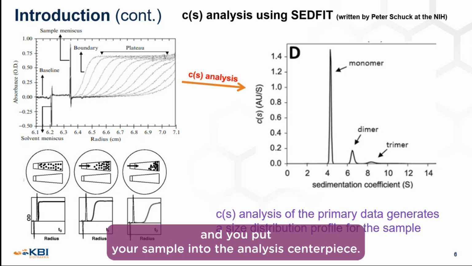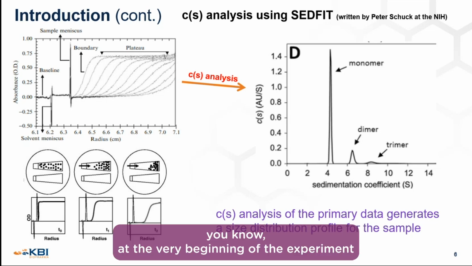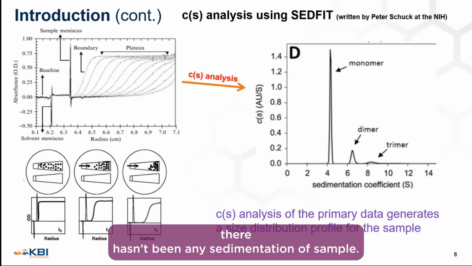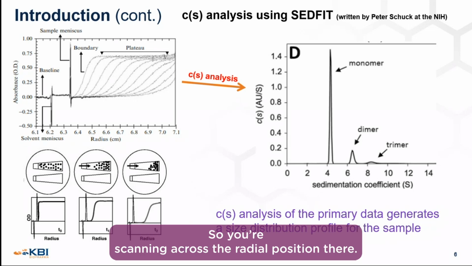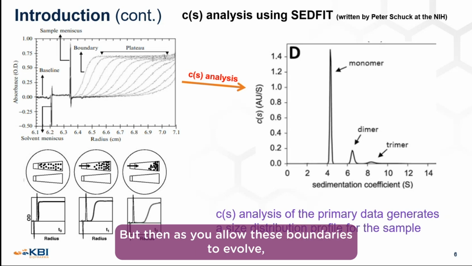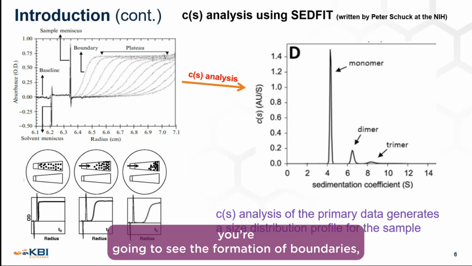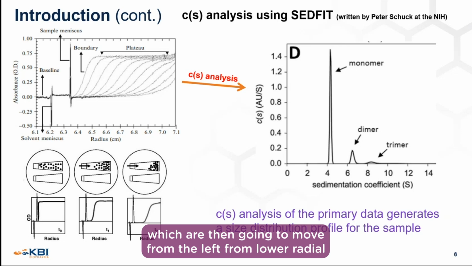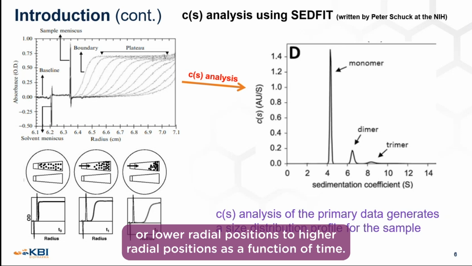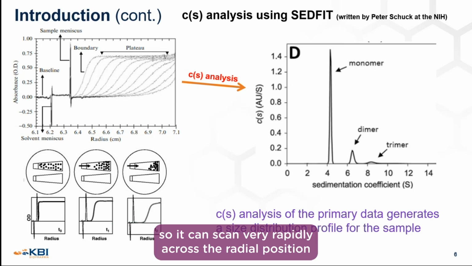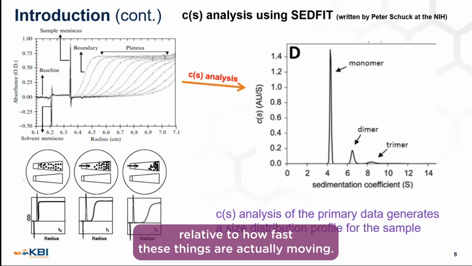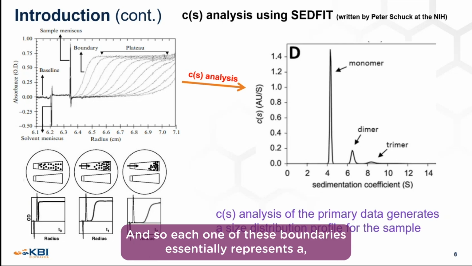You put your sample into the analysis centerpiece, you spin it, and at the very beginning of the experiment, there hasn't been any sedimentation of sample, and so the concentration is basically the same everywhere along the analysis centerpiece. So as you're scanning across the radial position, you're going to get the same absorbance value. But then as you allow these boundaries to evolve, you're going to see the formation of boundaries, which are then going to move from lower radial positions to higher radial positions as a function of time. These boundaries that you're seeing up here are at increasing times. It can scan very rapidly across the radial position relative to how fast these things are actually moving, and so each one of these boundaries essentially represents a snapshot.